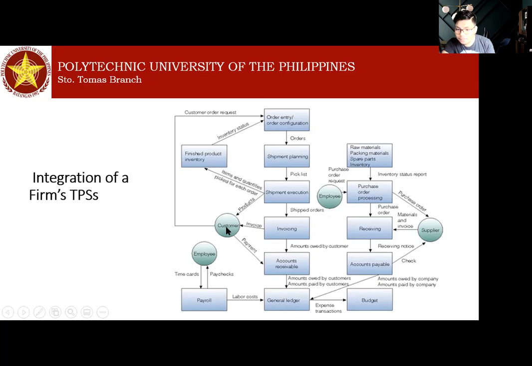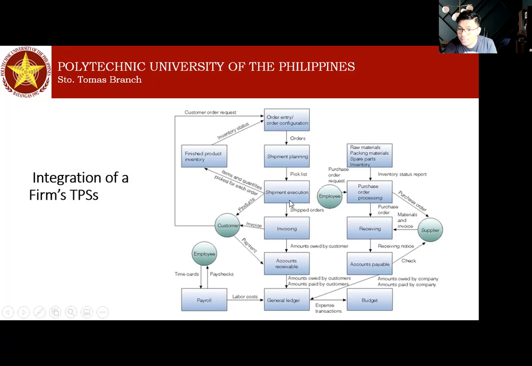So for the customer, we have the customer purchase orders request. So si customer mag-order ng request, but our TPS will check if our finished product inventory is enough to supply dun sa request order ng ating customer. So the inventory status will be transferred to the order entry, order configuration. So if there will be available, the orders will be transferred to shipment planning. So shipment planning, sabihin, i-approve na yung order ng ating customer.